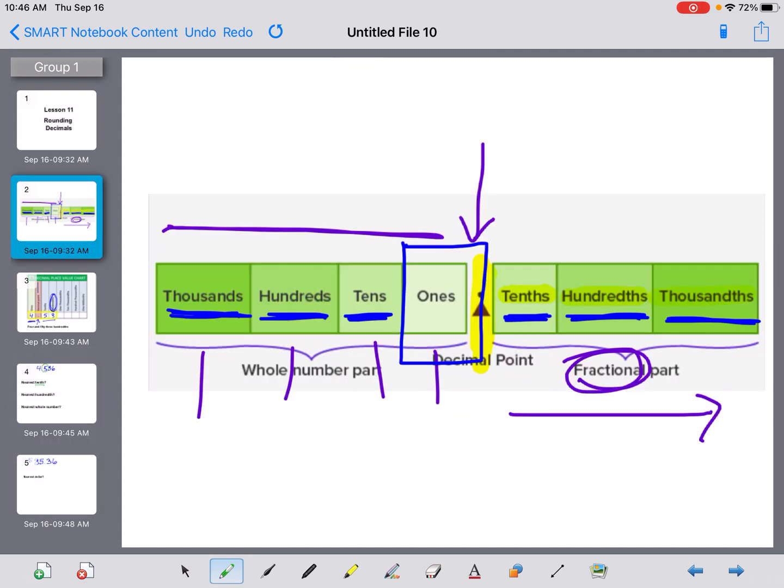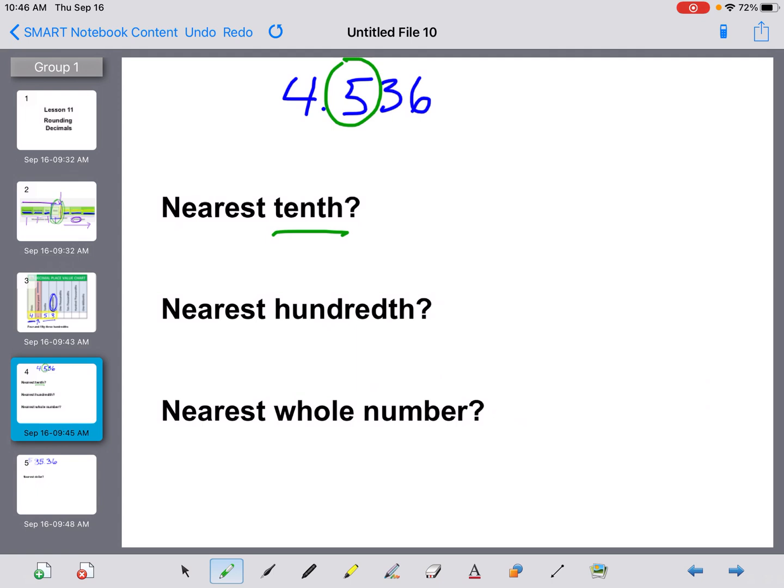Remember back at the beginning, think about the ones and the decimal place as your center point, and then go off to the right from there. We have the tenths place. So that's our target number. The 3 is our helper number. It helps us decide what are we going to do with that target number? What are we going to do with that 5?